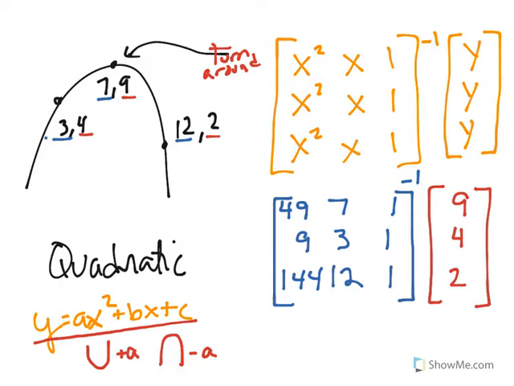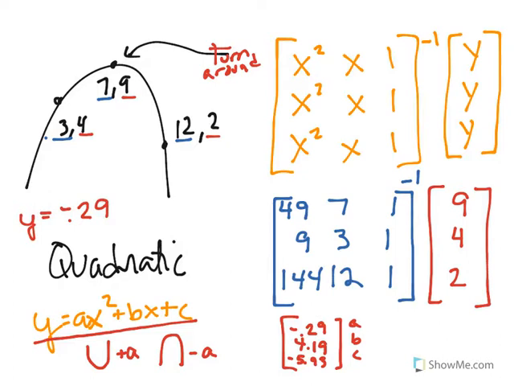And they didn't get nice, neat, even numbers because I sort of made these ones up as I went, but I got in my matrix negative 0.29, 4.19, and negative 5.93. These are the A, B, and C in order, making my equation y equals negative 0.29x squared plus 4.19x minus 5.93. So those are the two that are done with the matrix method.